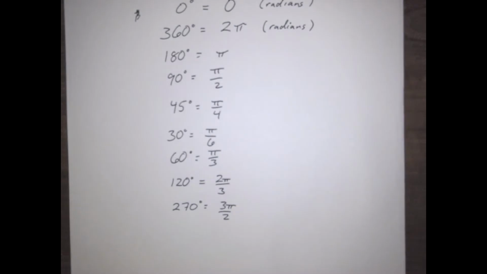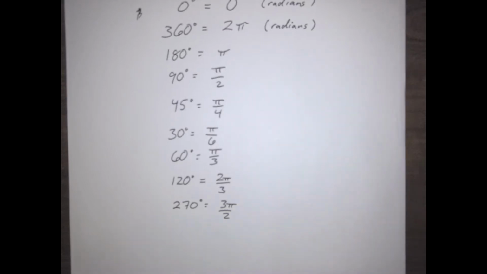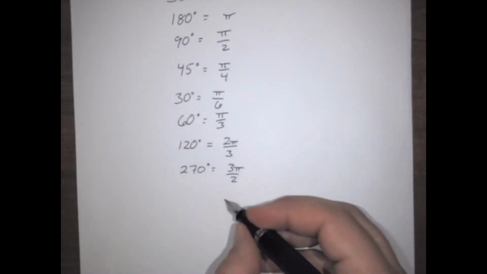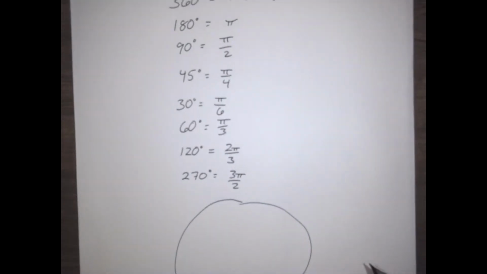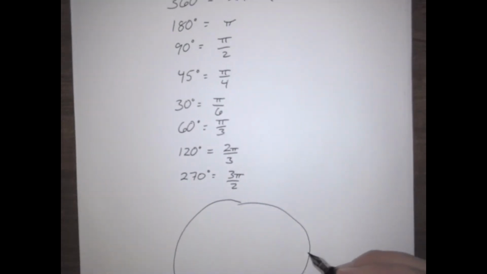And now that we've figured out a few of these, it gets a little bit boring and tedious to go around coming up with every single possible combination. So what we should do maybe instead is just make ourselves a nice little circle and label these key landmarks all along the way. All right, so right over here we have 0, which is also the same point as 2 pi. They are coterminal angles.